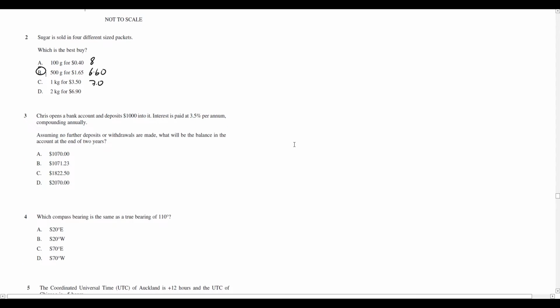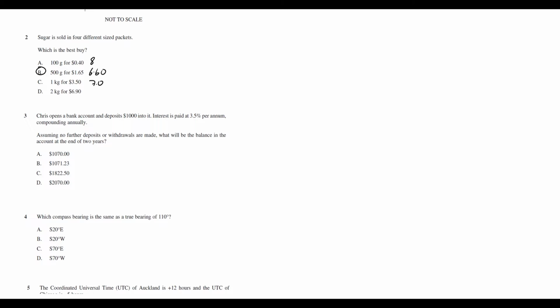Okay, part 3. Chris opens a bank account and deposits $1,000 into it. Interest is paid at 3.5% per annum, compounding annually. Assuming no further deposits or withdrawals are made, what will the balance be in the account at the end of 2 years? Okay, so we've got all that information there.